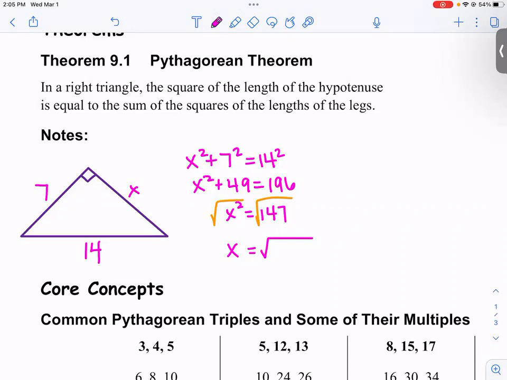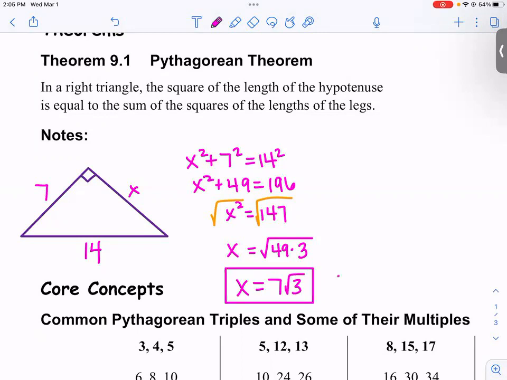Not prime. Dalton? 49 times 3, is what Dalton says. So x is 7 radical 3.